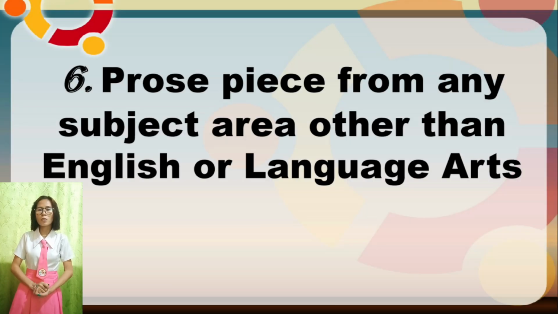Number 6 is a prose piece from a subject area other than English or language arts. So here, a written work from a non-language subject showing research and analytical skills. For example, a science lab report, a history research paper, or a geography case study. So that is a prose piece from a subject area other than English.